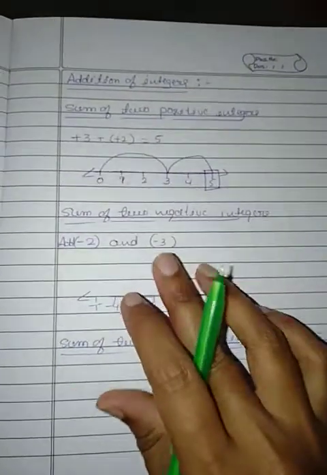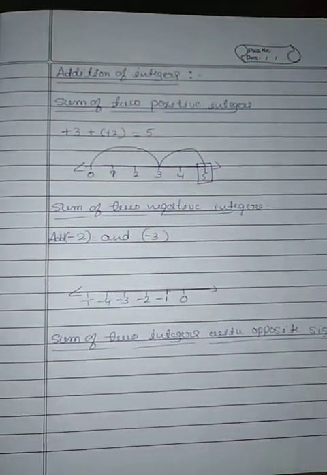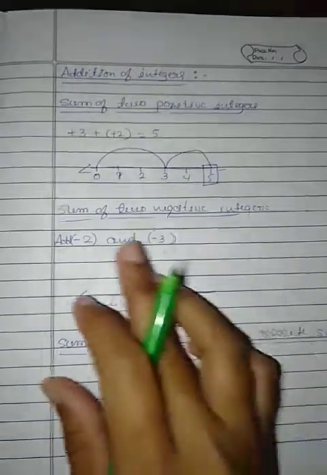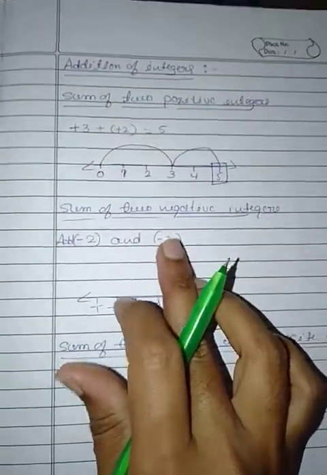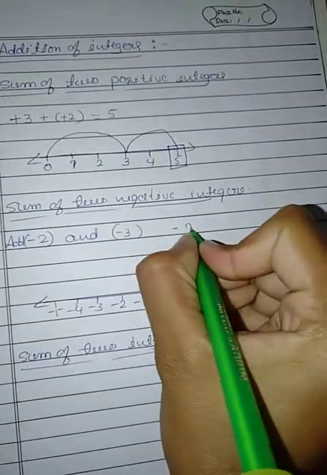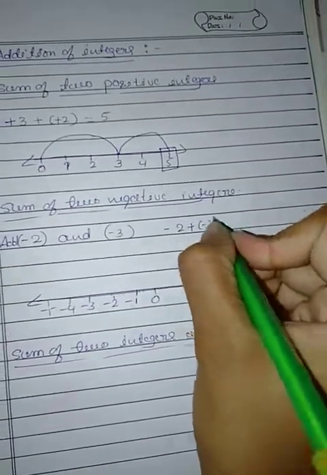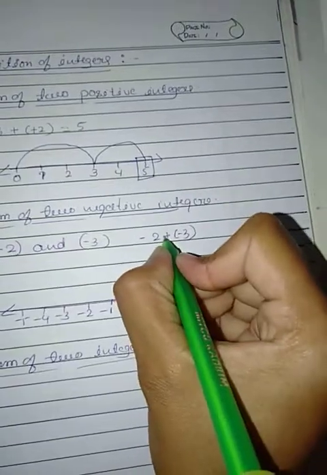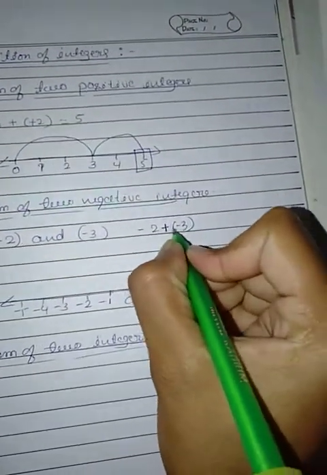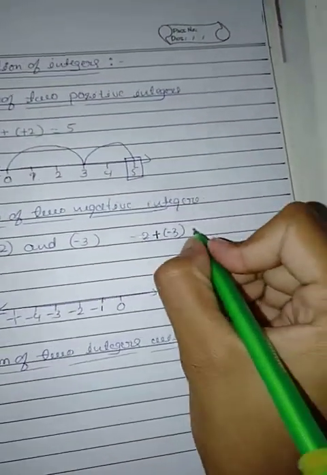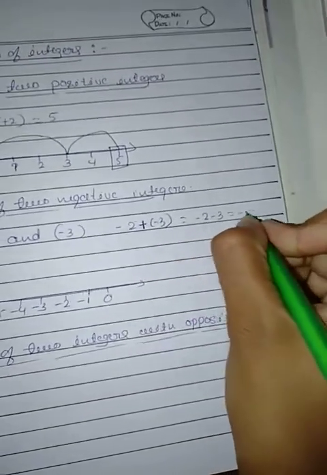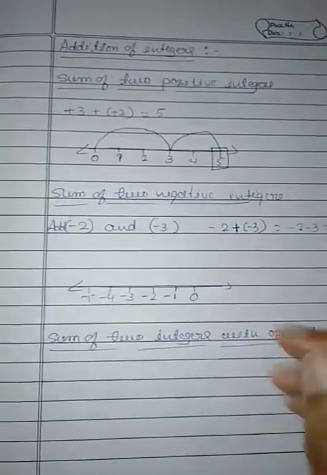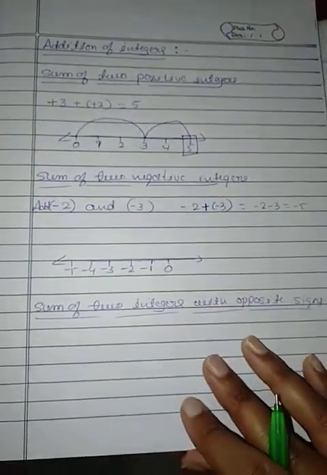Now how to add two negative integers? Here see, this is minus 2 and minus 3, negative integers. Add minus 2 and minus 3. Okay, so add means here write a plus sign in between the minus 2 and minus 3. So we get minus 2 plus minus 3, so minus 5. But using number line, how to add?